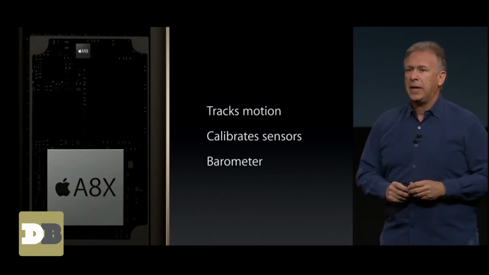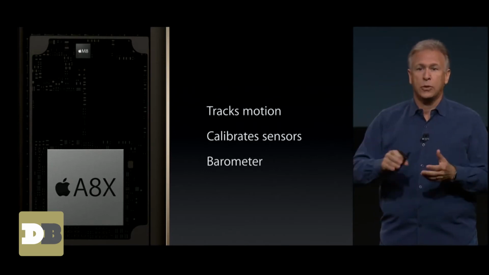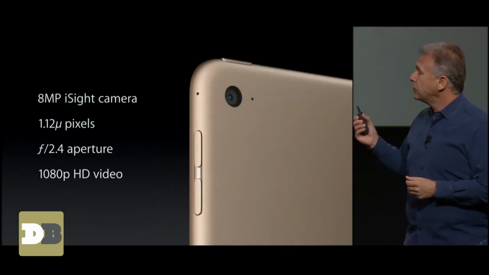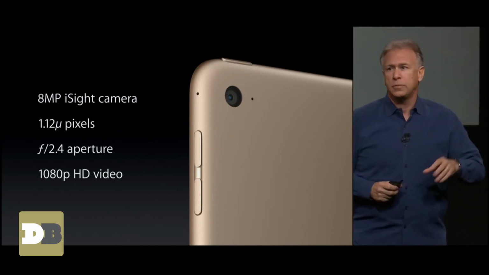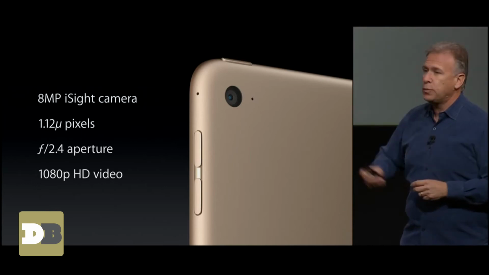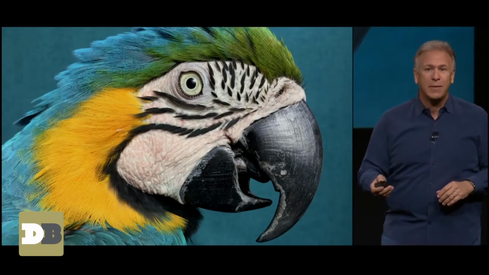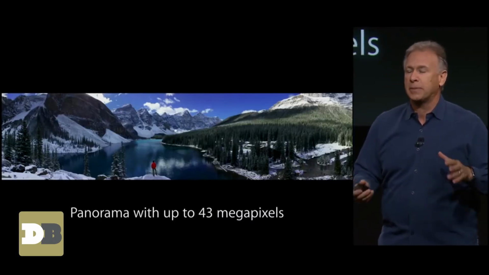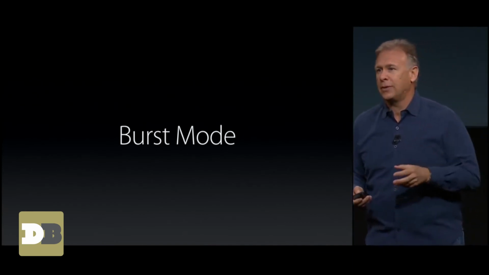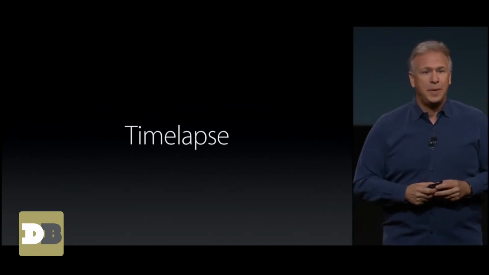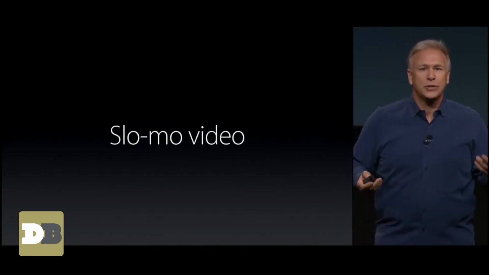We have the new M8 motion coprocessor. And there's also the new barometer for measuring relative elevation. It's a full new 8-megapixel iSight camera. It has large 1.12 micron pixels, has a fast 2.4 aperture, and 1080p HD video. For the first time with iPad, you can take large panoramas up to 43 megapixels. For the first time on iPad, you can take burst mode photos. For the first time with the iPad iSight camera, you can do time-lapse. Also, for the first time on iPad, you can do slow-mo videos.